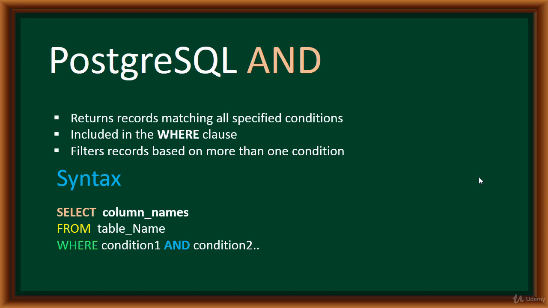Unlike the OR operator, where as long as one condition is matched it will return some data, the AND operator wants all conditions to be matched. It's either all or nothing. So let's see how this works.